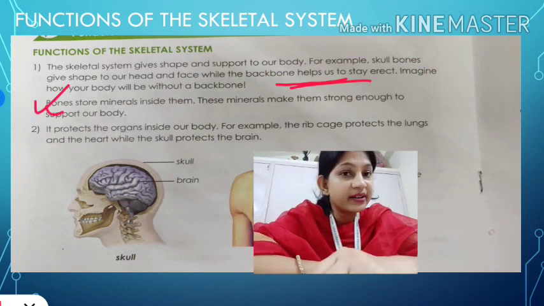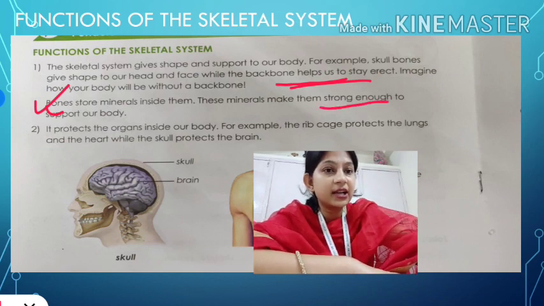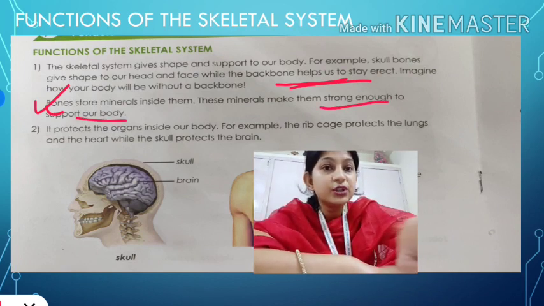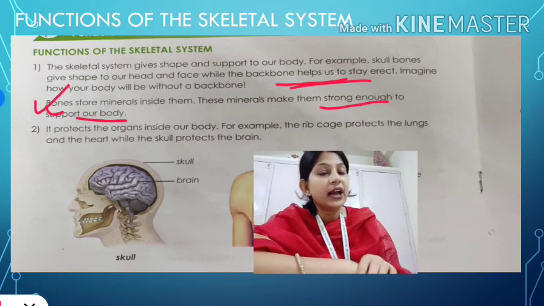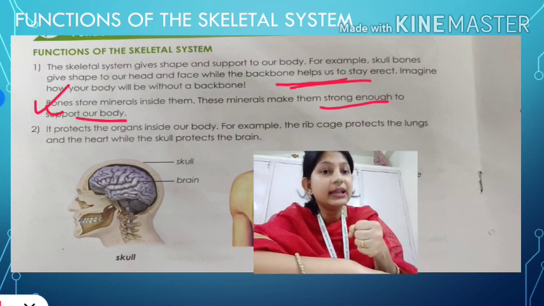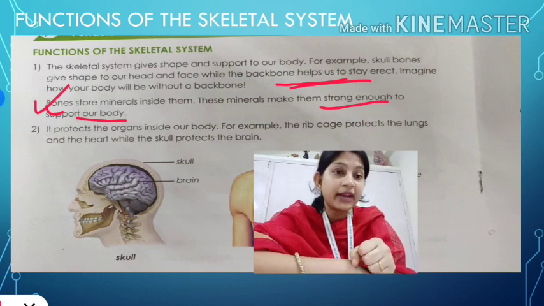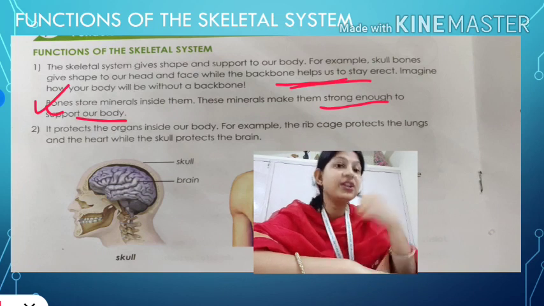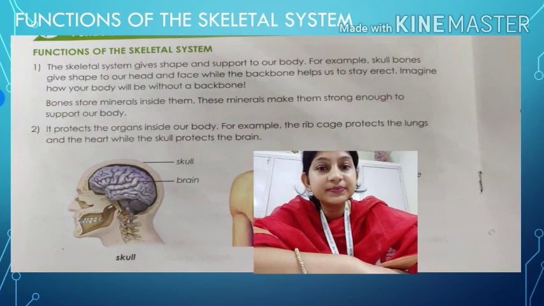Bones store minerals inside them. Okay, and these minerals help them to be strong enough to support our body. That means our bones have many minerals inside, and it gives strength to the bone. And when bones are very strong, we are stronger, isn't it? Now see this one, student.